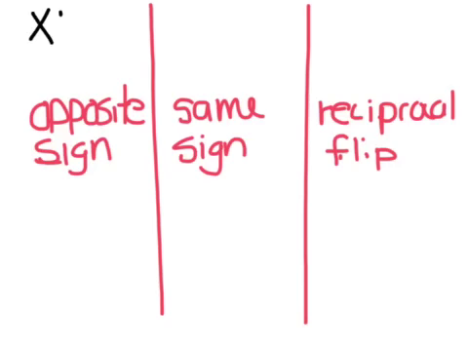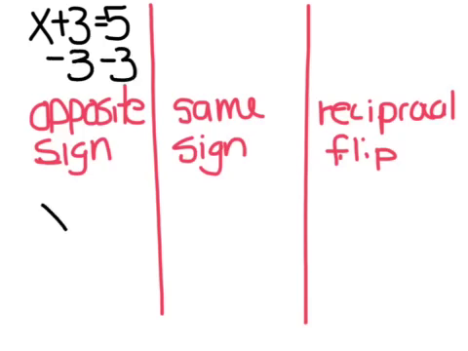If a problem is added or subtracted, you have to use the opposite sign to solve it. So if you don't know that 2 plus 3 is 5, you're going to have to change the sign and subtract 3 to get x equals 2. So adding and subtracting, you always use the opposite sign.